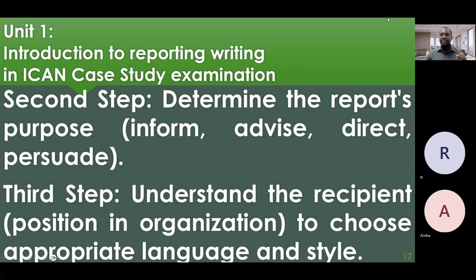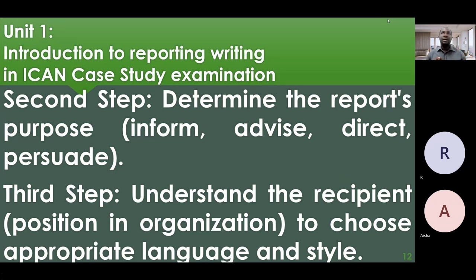The second step is to determine the report's purpose. Is the purpose to inform, advise, direct, or persuade? What's the purpose of the report? You need to read that, and it is encapsulated in the requirements clearly. The third step is to understand the recipient's position in the organization so that you can use appropriate language and style to speak to them.